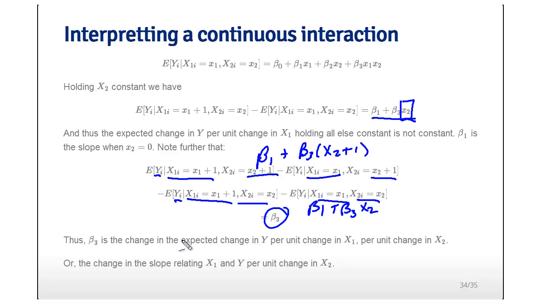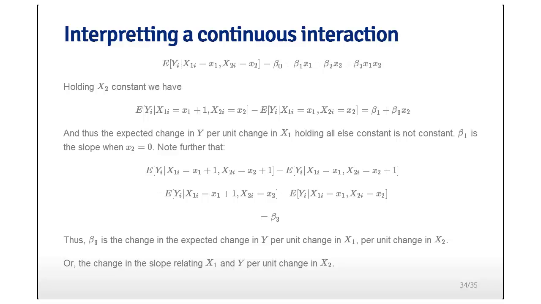So beta 3 then is interpreted as a change in a change. Beta 3 is the change in the expected change per unit x1 per unit change in x2. Okay, it's a change in a change.